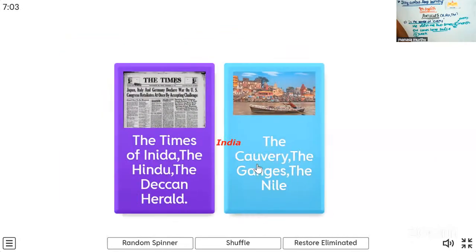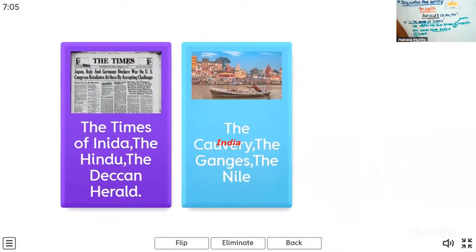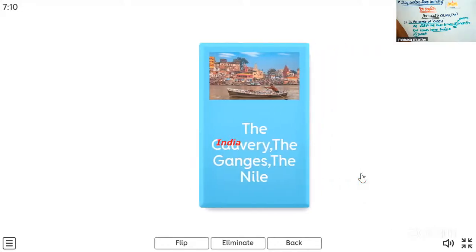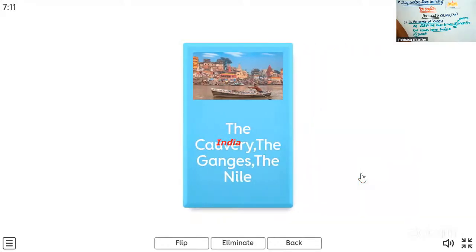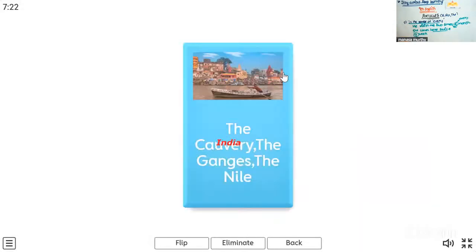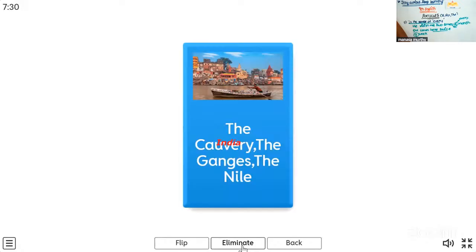Kaveri, rivers. Before we say the river name, the Kaveri, the Ganges, the Nile. Yes, students are so interactive. They are telling me answers as well. Very nice. The Kaveri, the Ganges, the Nile, the Godavari. So these are all the various situations or the scenarios where we use this article the.